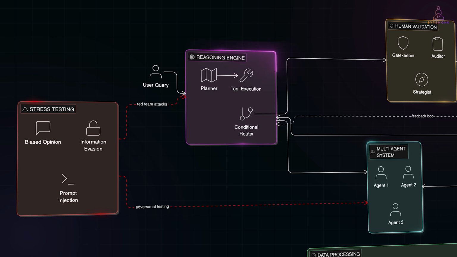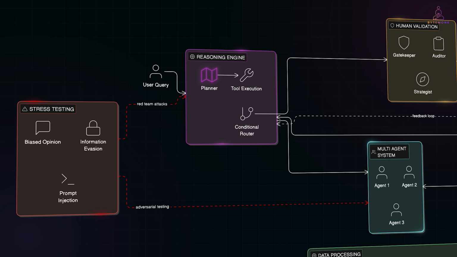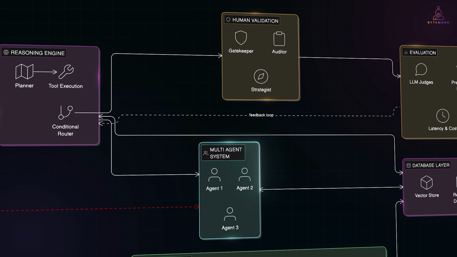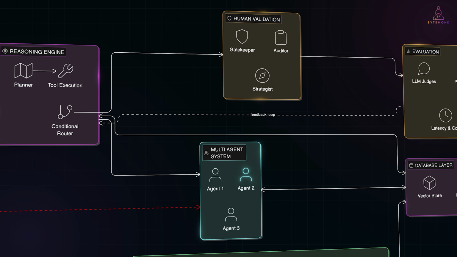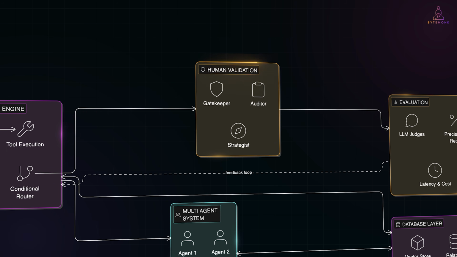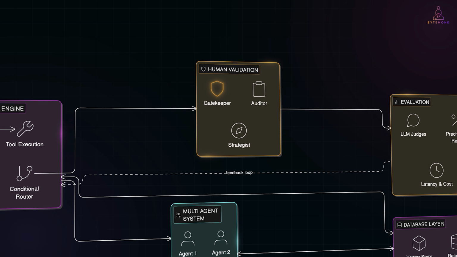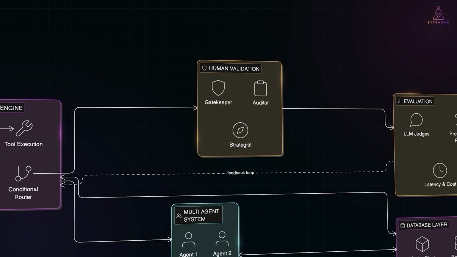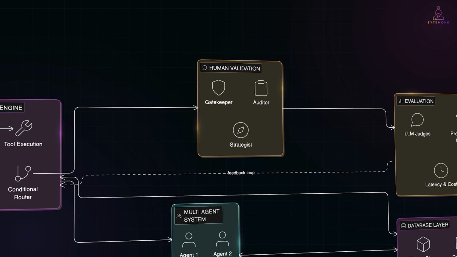You have a reasoning engine with a planner that figures out what the query actually needs, and then executes the right tools to get the answer. You have a multi-agent system where different agents can work on different parts of the problem. And below that, you have these human thought validation nodes. A gatekeeper, an auditor, a strategist. These verify the process and catch problems before anything gets returned to the user.